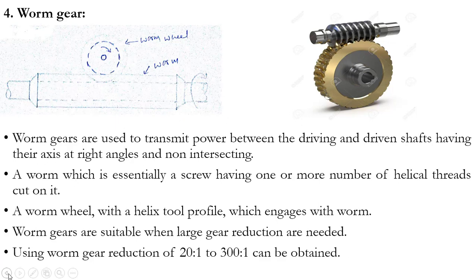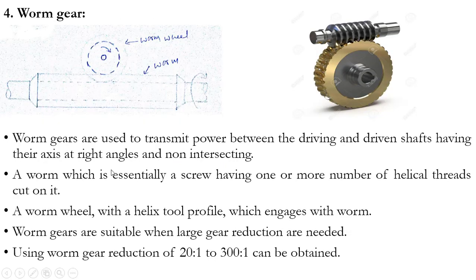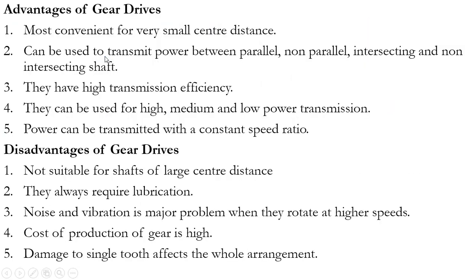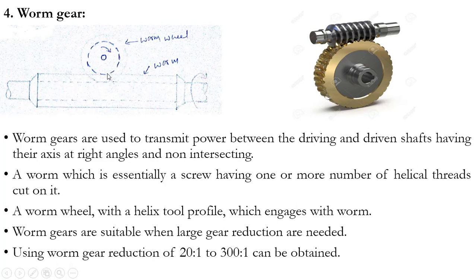Whereas in case of bevel gears, you might have seen this. Definitely these two are at 90 degrees, at right angles to one another, but the axes are intersecting. You can see here. Whereas in case of worm gear, the shafts have their axes at right angles to one another, but the axes will not intersect at all. So this axis will go like this, and this axis will be like this. This is the axis of this worm, and this will be the axis of this worm wheel. Yes, they are at right angles to one another, but they are non-intersecting.